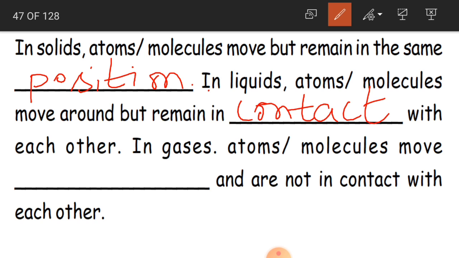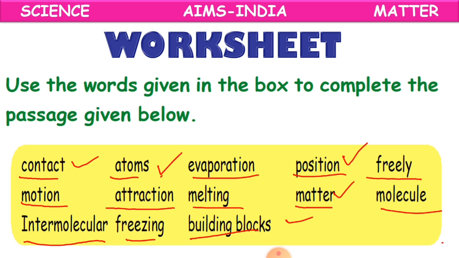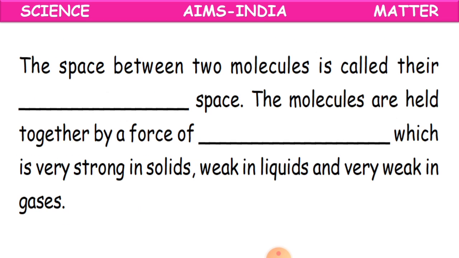Now, in gases, atoms or molecules move dash and are not in contact with each other. In gases, what happens? They move very fast, and they are like free birds. So they move very freely. Let us see whether we have this word here or not. Do we have it? Yes, freely. So again, we'll go back to the passage, children.